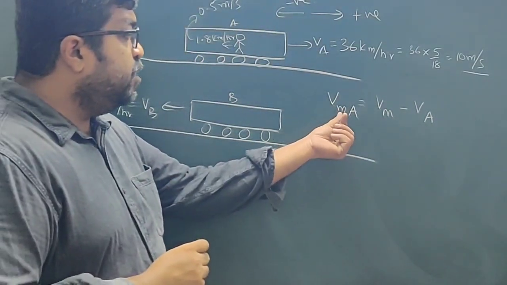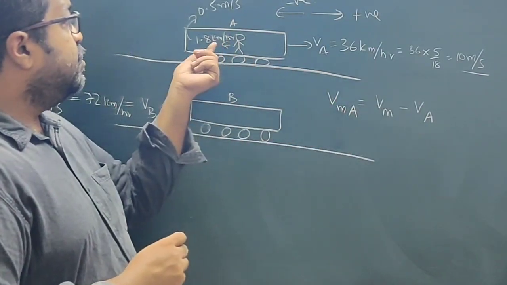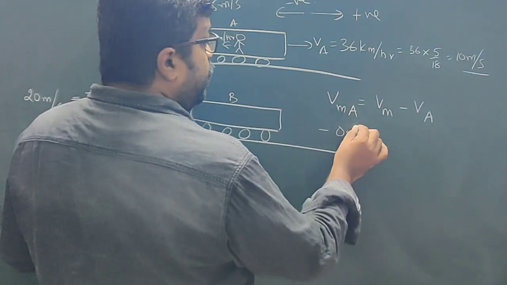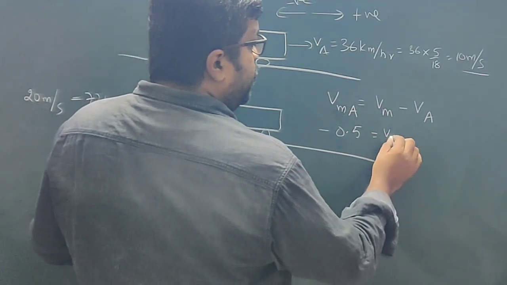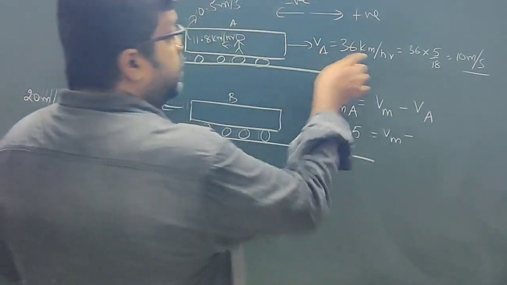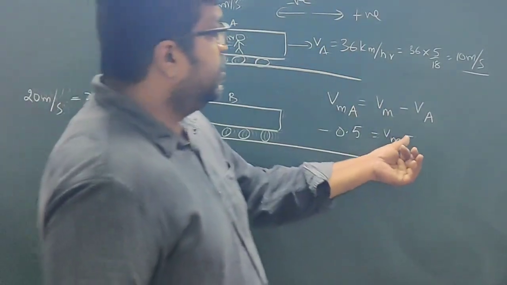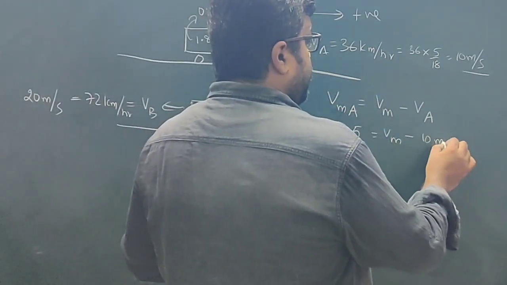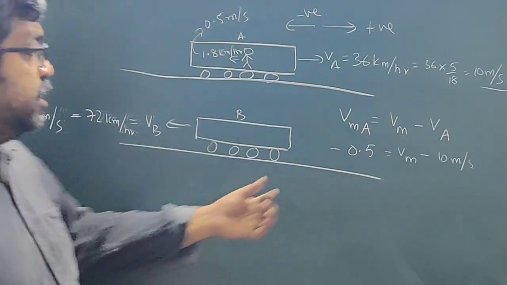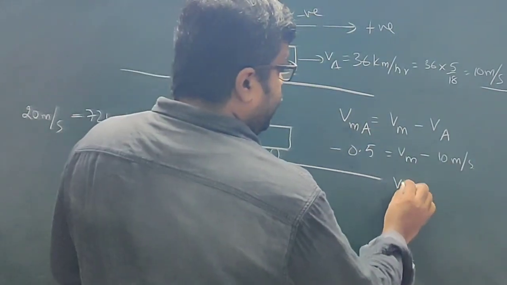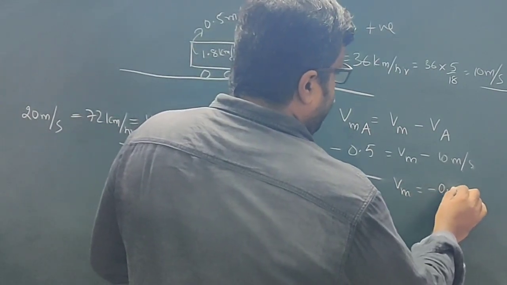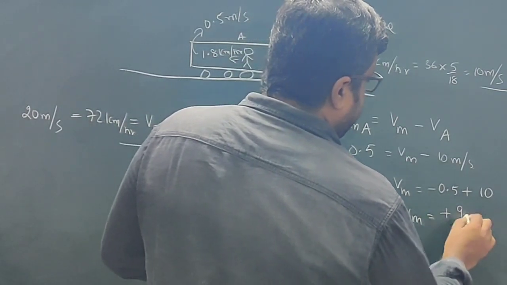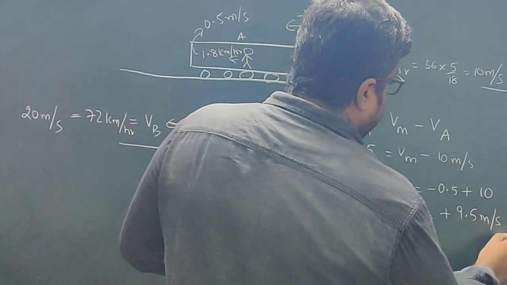Okay. Now this is speed of man with respect to train A. So that is 0.5 meter per second, but he is moving in this direction, so this is minus 0.5. It is equal to speed of man minus speed of train A, that is 10 meter per second. So now if you simplify this, Vm is equal to minus 0.5 plus 10. So Vm is equal to plus 9.5 meter per second.